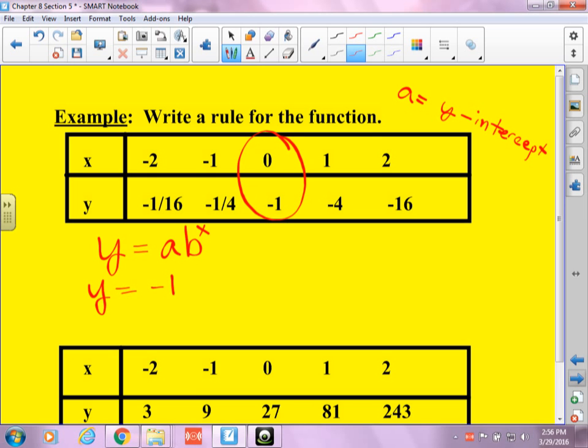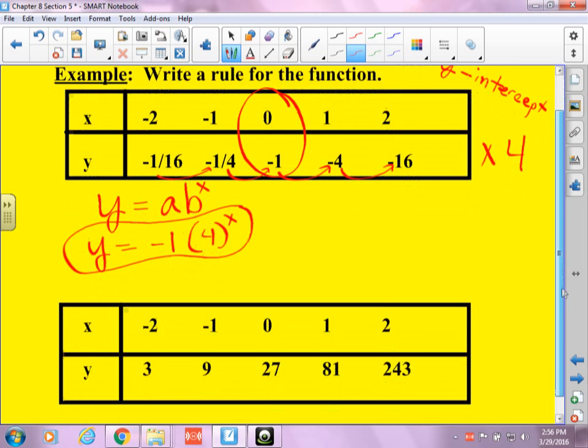Now I'm going to look at my b. To find my value of b, I'm going to take a look at my y values again. What do I do to each number to get the next? You'll notice that I'm multiplying it by 4. So that number 4 ends up being my b value, and it's to the x power. And that's how you find a function rule for an exponential.